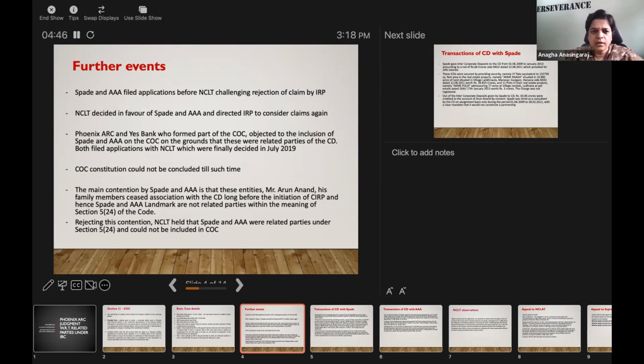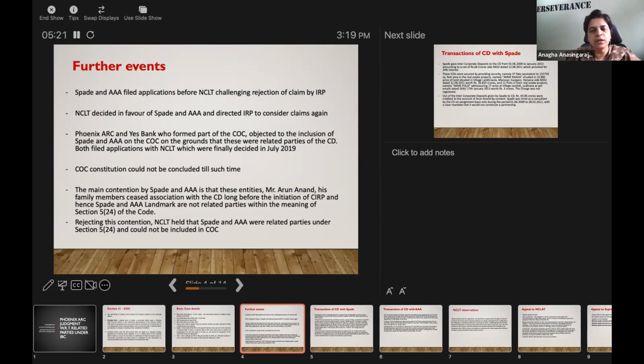Now this Arun Anand, who was also a director with the CD, he and his family members had long ceased their association with the CD before the initiation of CRP. And Arun Anand and his family members were also associated with SPADE and AAA on its board, in the capacity of taking day-to-day decisions, policy decisions, and those things. So at that point in time, Arun Anand and SPADE and AAA were closely connected with each other. And along with that, CD was also connected because Arun Anand was also on the board of the CD.